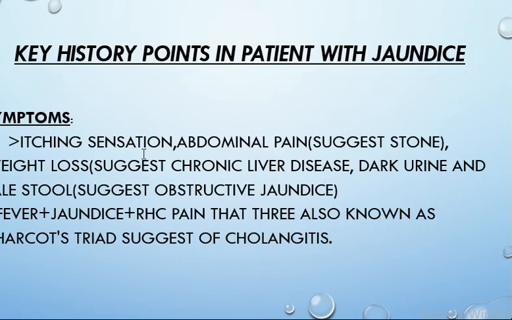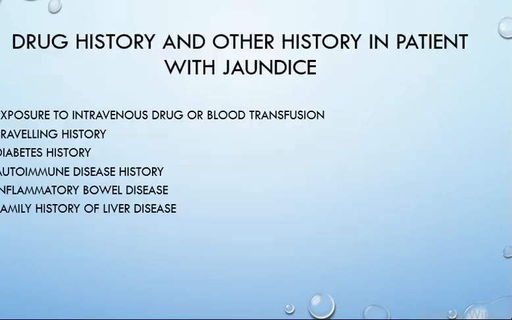The symptoms will give you a clue to reach your diagnosis. So if any patient gives you a history of any of these features, in your mind there might be different diagnoses like chronic liver disease, cholecystitis or cholangitis. So taking history is very important in a patient with jaundice.